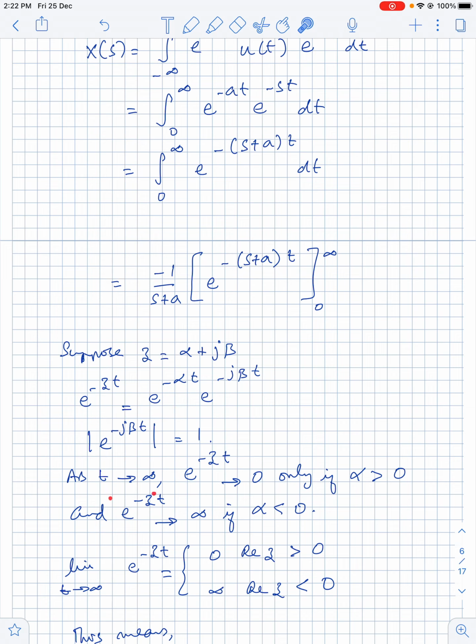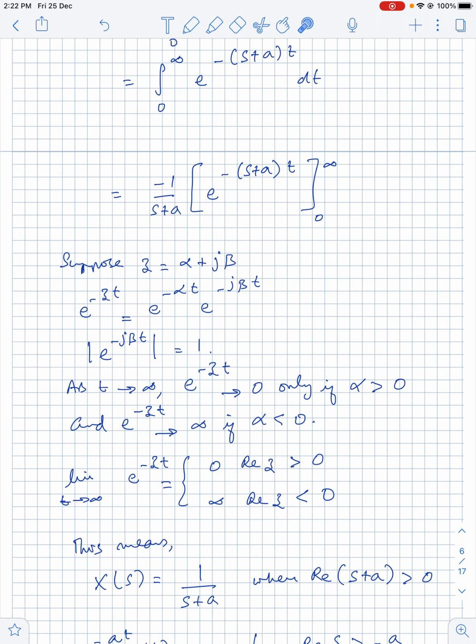As t tends to infinity, e raised to minus zt will become 0 only if alpha is greater than 0, right? So that means if alpha is a positive quantity, e raised to minus alpha t will tend to 0 as t goes to infinity. And similarly, e raised to minus zt will become infinity if alpha is less than 0. So essentially, this is a decaying exponential and this is a growing exponential. Correct?